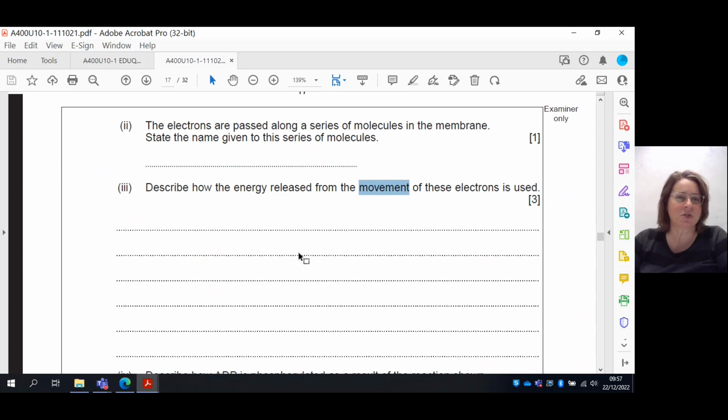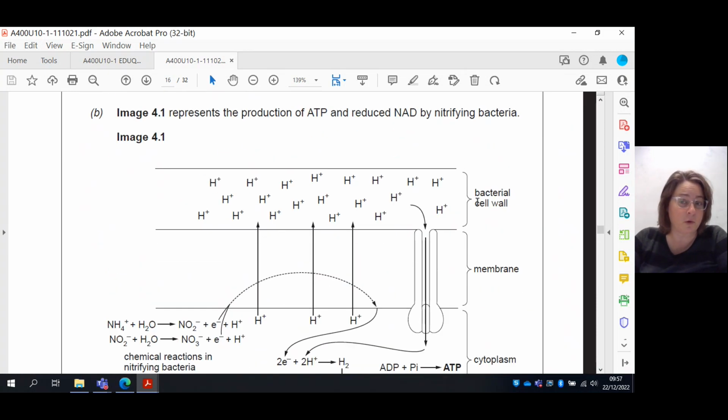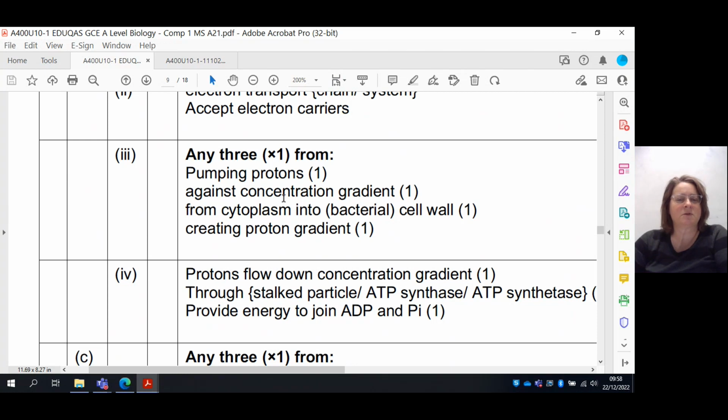move the protons into that space, which is here, the bacterial cell wall, not the intermembrane space, not the inside of the thylakoid, because it's not photosynthesis, it's not respiration, it's a process that those bacteria do. So where do the protons move? Into the bacterial cell wall. Why? So we get the chemiosmotic gradient that can then be released through your ATP synthase, and then we get the production of ATP. So what do the electrons do? They're pumping protons against the gradient into the cell wall, creating that chemiosmotic gradient, building that up.